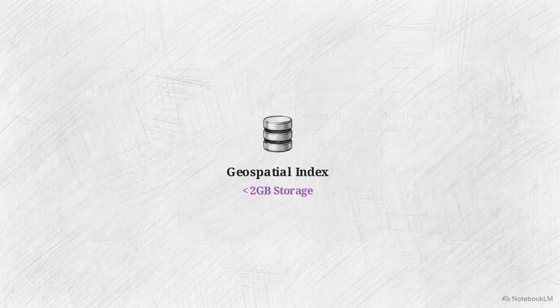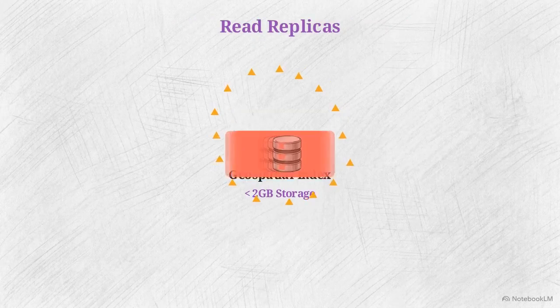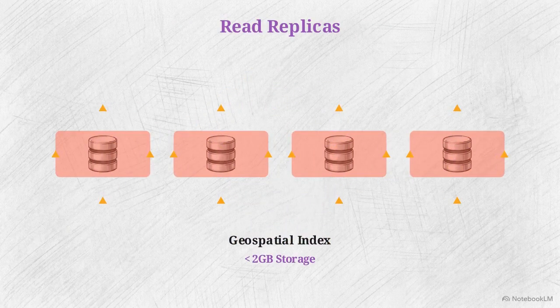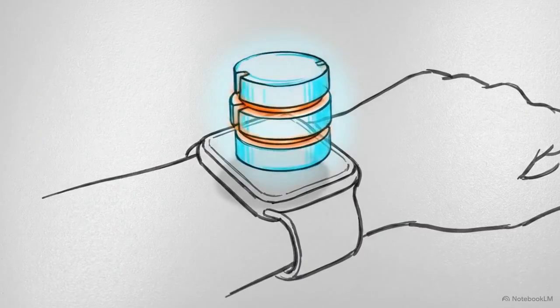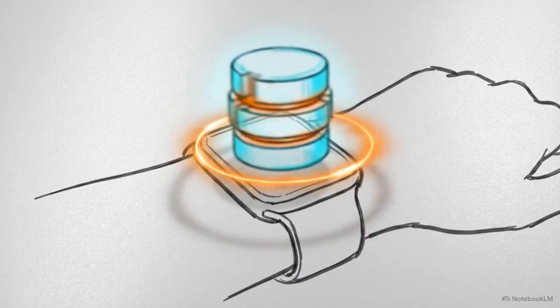Instead of introducing complex application layer sharding logic, the correct move is to keep the index whole and duplicate it across multiple read replicas to handle the query volume. Adding the operational overhead of database sharding to a dataset small enough to fit in a smartwatch is a complete waste of resources. To drive latency down to single milliseconds, we need a caching layer in front of the database.